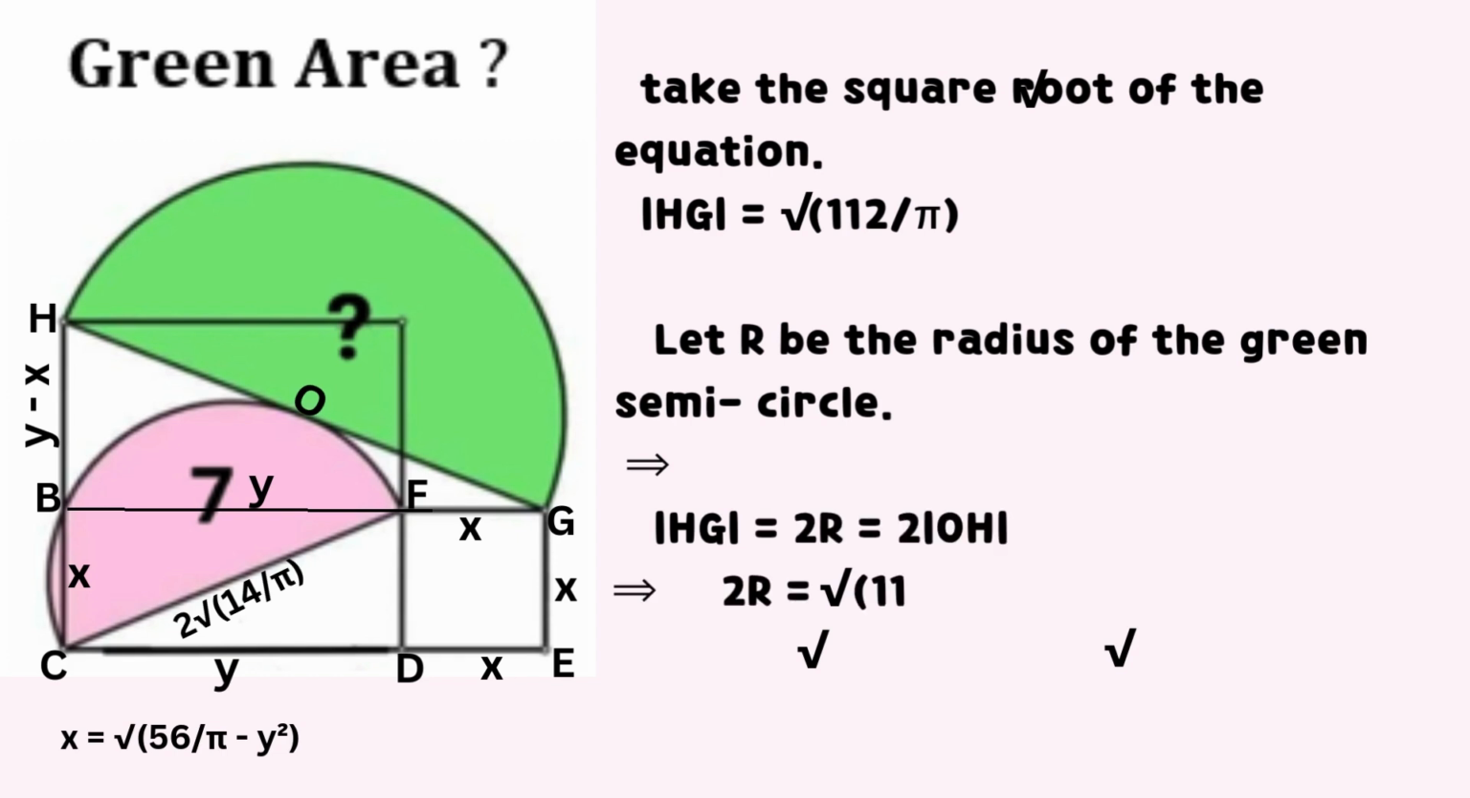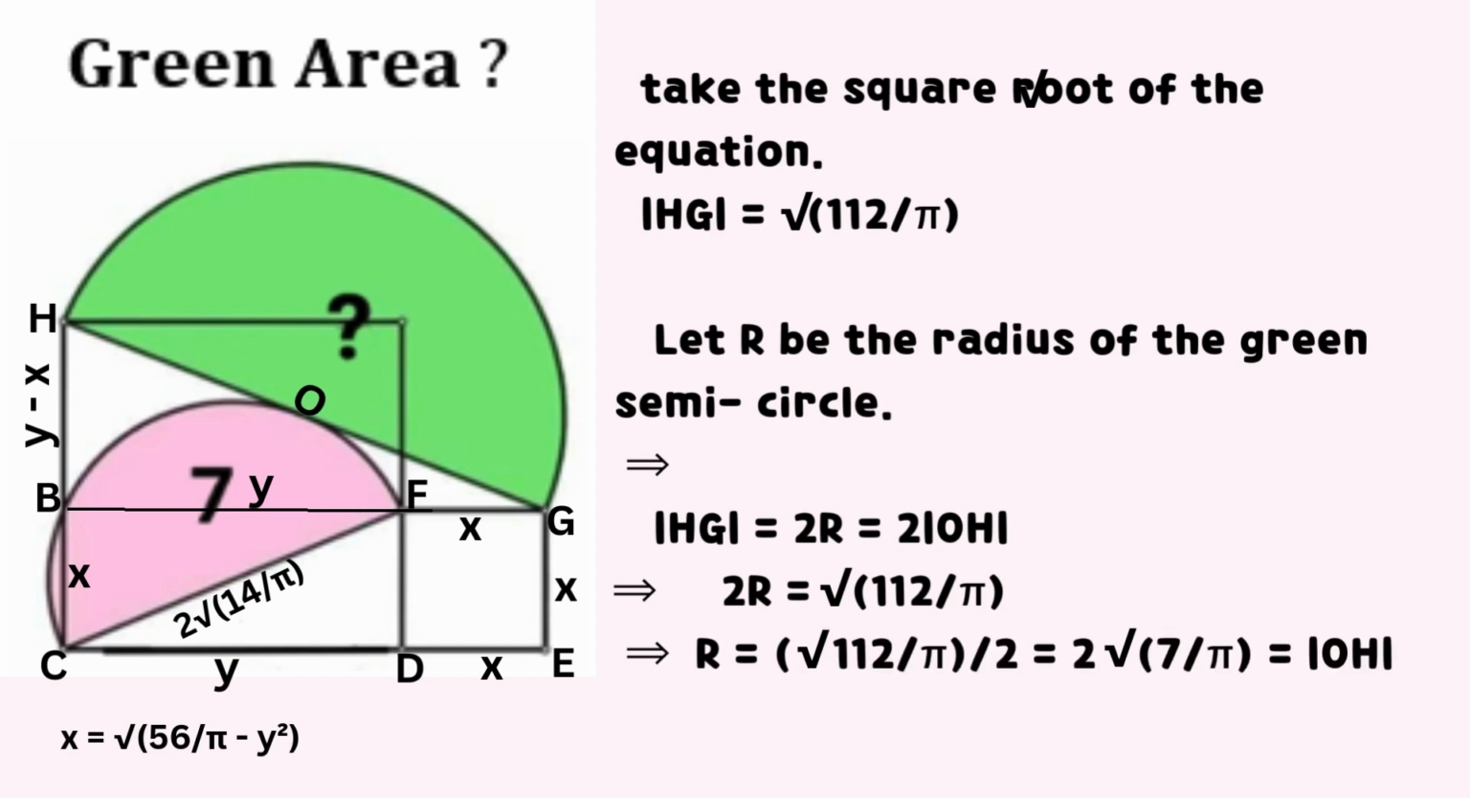Let r be the radius of the green semicircle. It implies that line HG equals 2 times r, which equals the square root of 112 divided by pi. Hence, r equals half the square root of 112 divided by pi, which equals 2 times the square root of 7 divided by pi. The result equals line OH.